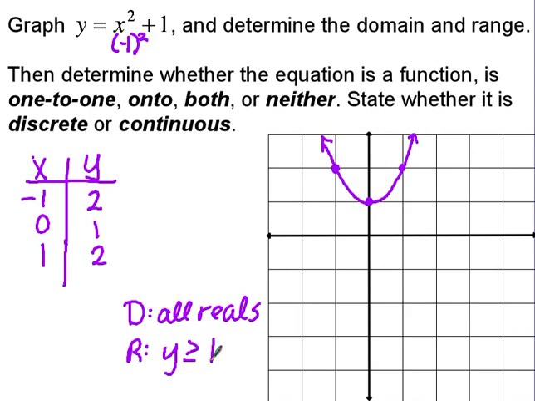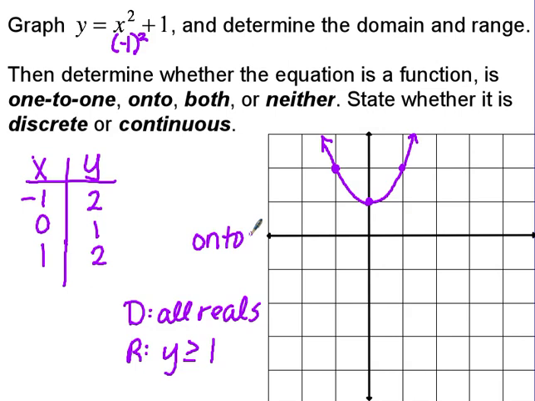So now let's look at this. We have to determine, is it a function? So does it pass the vertical line test? Yeah. So is it 1 to 1? No. Why is it not 1 to 1? Because you have 1 and negative 1 both going to 2. So it's not 1 to 1. Is it onto? Yes. Okay, so obviously then it's onto, so I can stop.